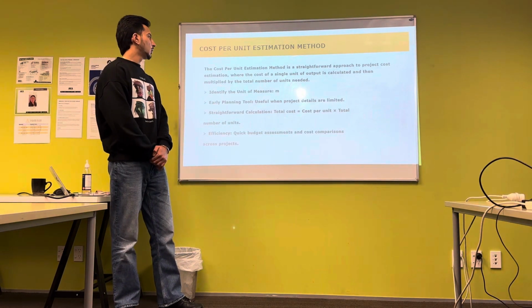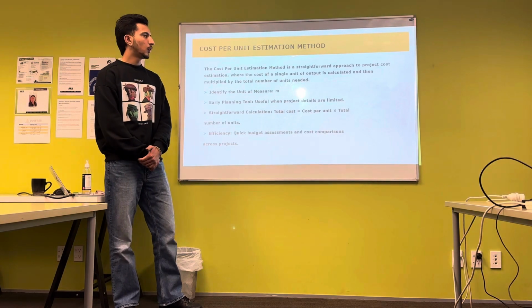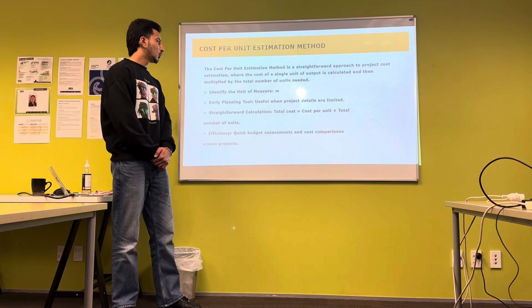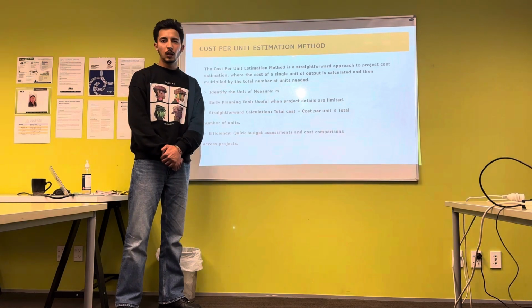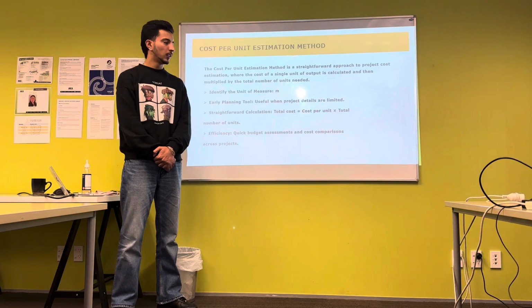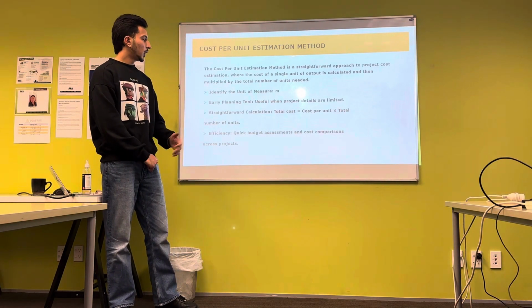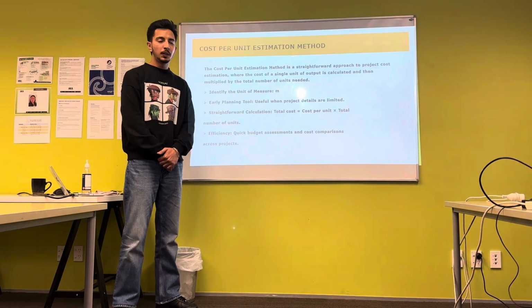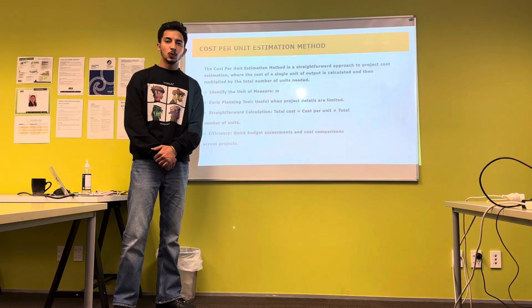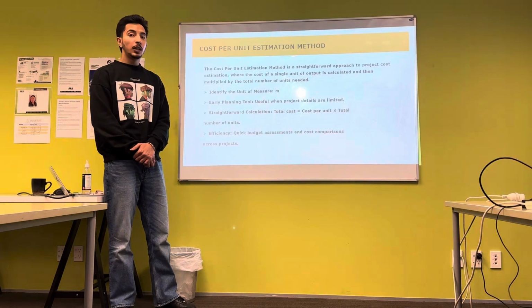The cost per unit estimation method is a straightforward approach to project cost estimation, where the cost of a single unit of output is calculated and then multiplied by the total number of units needed. Firstly, we have to identify the unit of measure, which is in meters. It is a very useful early planning tool when project details are limited.